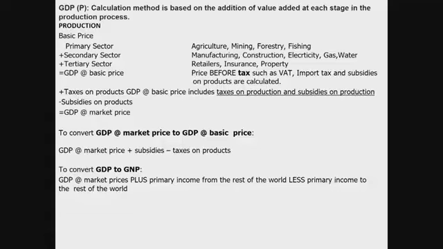So therefore, to convert GDP to GNP, it is plus primary income from the rest of the world, so those are your South Africans working outside, less primary income to the rest of the world, which refers to your foreigners working inside the country. Now let's see how all of this works.